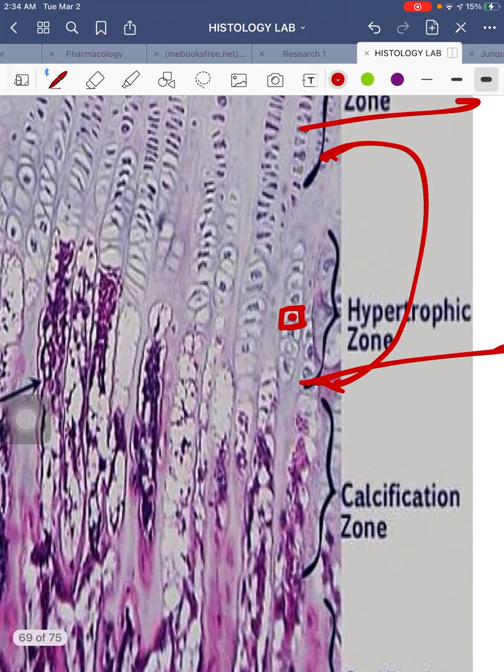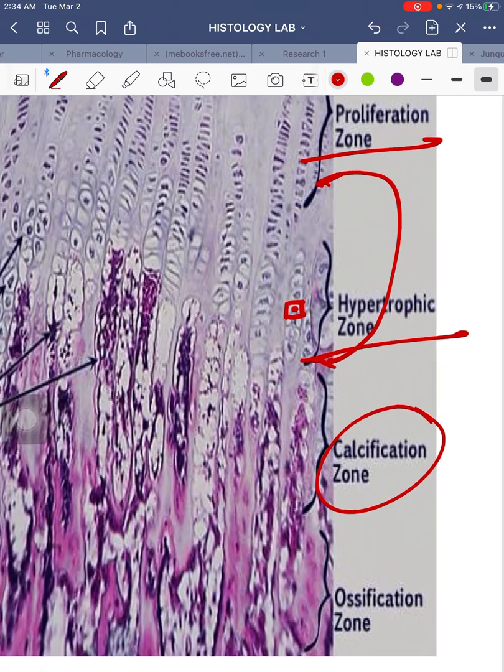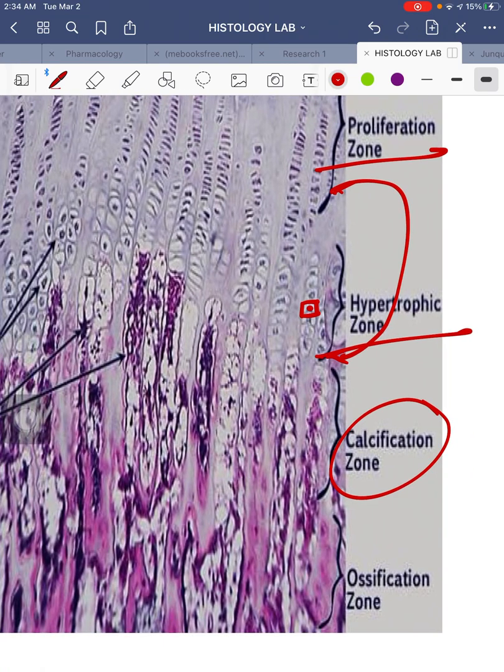Next is your calcification zone. So in your calcification zone, there is the presence of apoptosis in your chondrocytes. So this is when your lacunae will open up. Lacunae will secrete out osteocalcin and extracellular matrix components. Okay, and there will be formation of your hydroxyapatite. Okay, that's why it's calcification also.